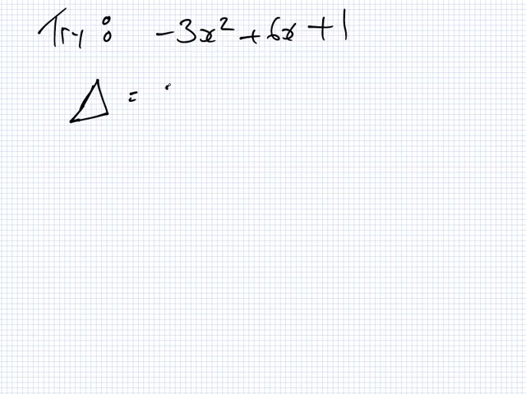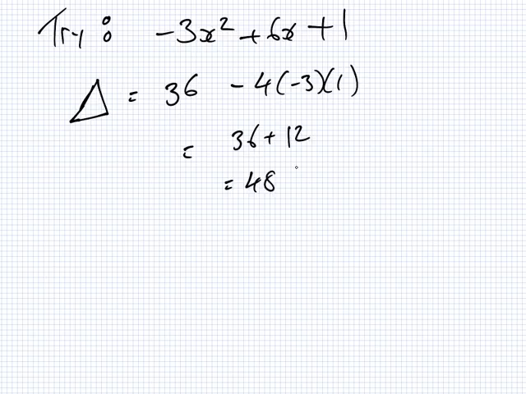Discriminant is b squared minus 4ac. That's 36 plus 12, 48, which is positive, so that means 2 real roots this time. Okay, so that's a basic example. Let's make it a little bit trickier now.